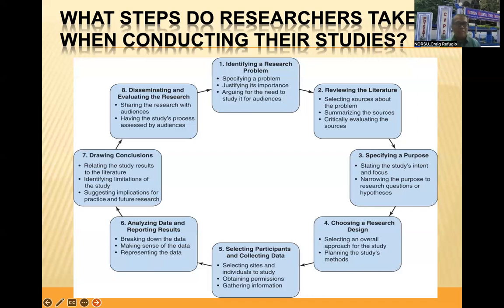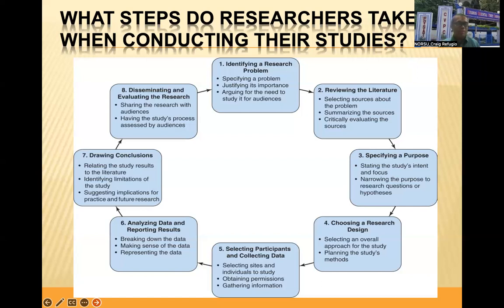So in our college, in Negros Oriental State University, from undergraduate to graduate programs, we only have 3 chapters. Chapter 1, the problem and its scope. Chapter 2 is all about the presentation, analysis, and interpretation of data. The last chapter, chapter 3, is all about summary, findings, conclusions, and recommendations. So we only have 3 chapters.